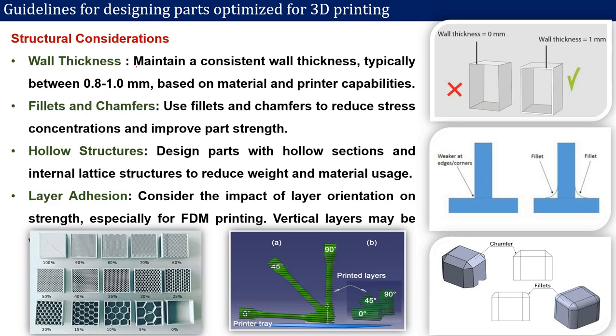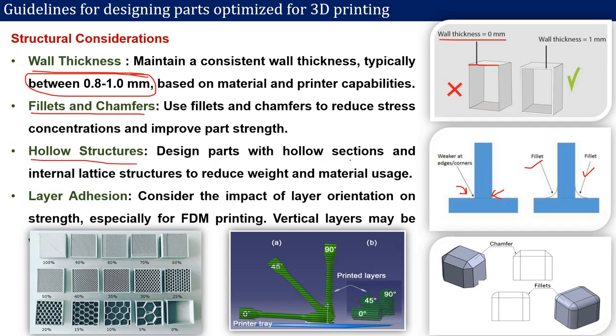Then guidelines for designing parts optimized for 3D printing. Wall thickness: the wall thickness should be in between 0.8 to 1 mm. A wall thickness of 0 cannot be considered, because wall thickness 0 means it has nothing. Wall thickness of 1 mm can be considered. So it should be in between 0.8 to 1.8 mm. The fillets and chamfers: use fillet and chamfer to reduce the stress concentration. Otherwise, the stress concentration will be more and the chances of breakage are there. So use fillets and chamfers here.